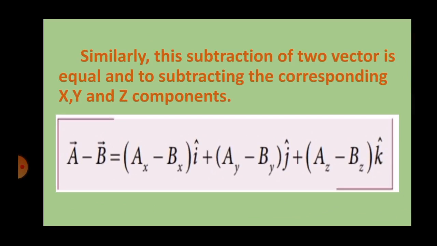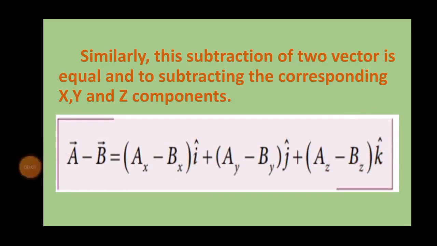Similarly, the subtraction of two vectors is equal to subtracting the corresponding x, y and z components. In the same way, A vector minus B vector is (Ax minus Bx) into i unit vector plus (Ay minus By) into j unit vector along the y component plus (Az minus Bz) into k unit vector along the z component. So this is the addition and subtraction of two vectors.